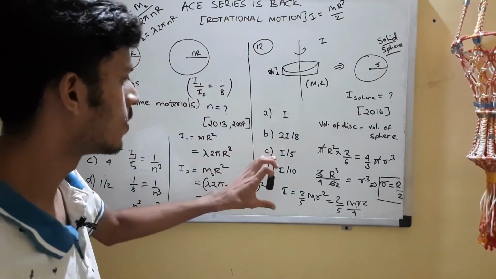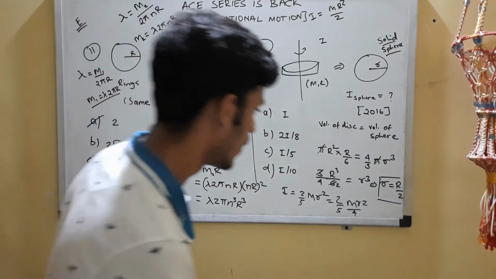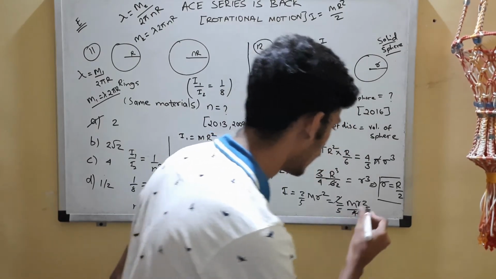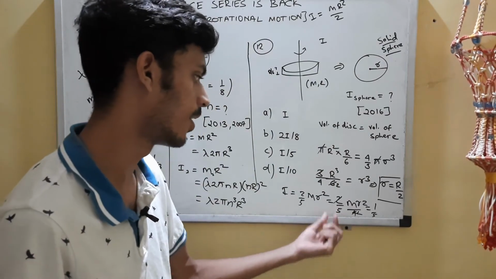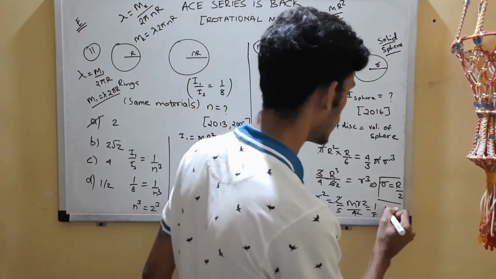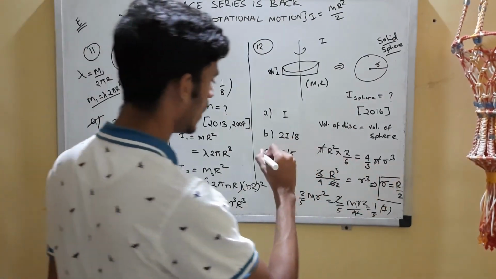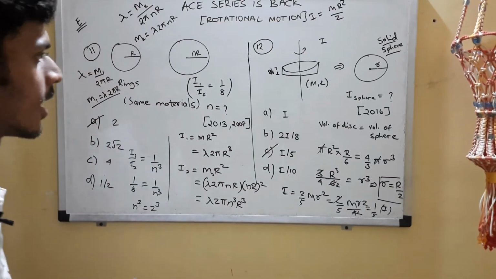Now get it in terms of the moment of inertia of the disk. We can cancel this, and you'll get 1/5 times m r squared by 2, which is nothing but the moment of inertia of the disk. So the answer over here should be I by 5. Yes, that is the correct answer to this question.